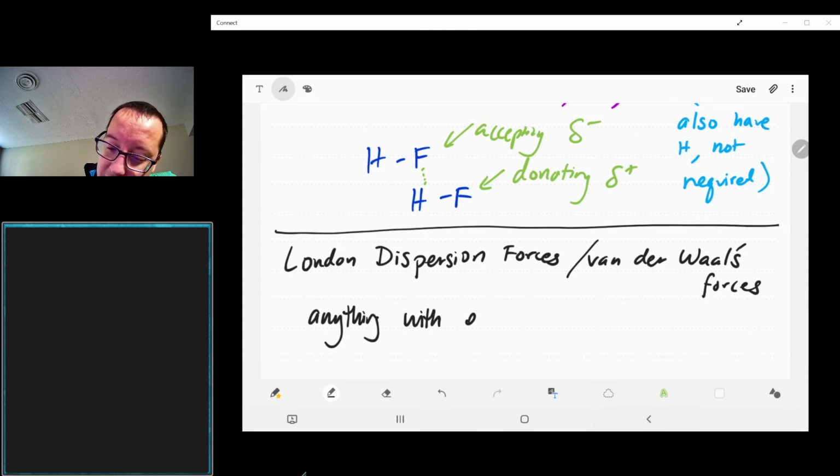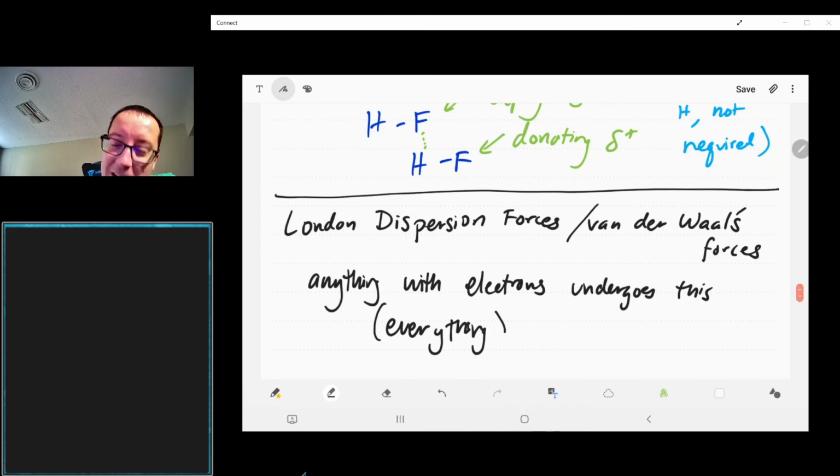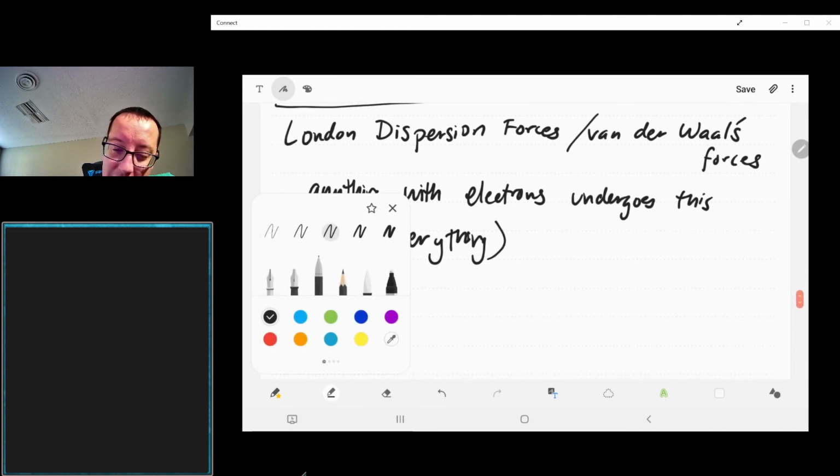And so we're going to see that anything with electrons can undergo this. So anything that has electrons, which is all matter, so everything, everything can do this. However, it's kind of easiest to talk about it in terms of two atoms interacting together.